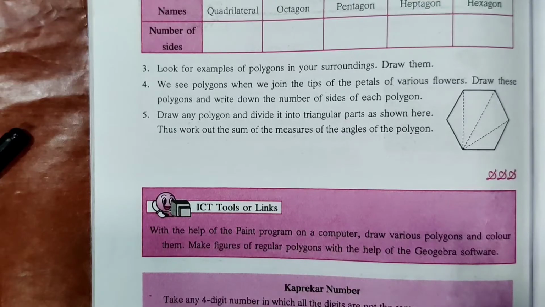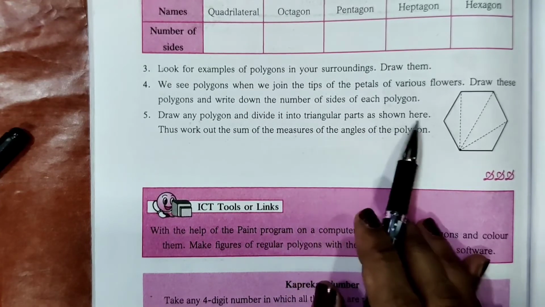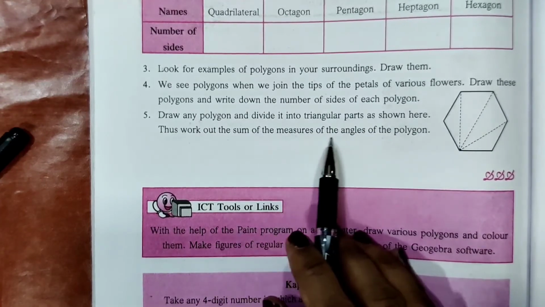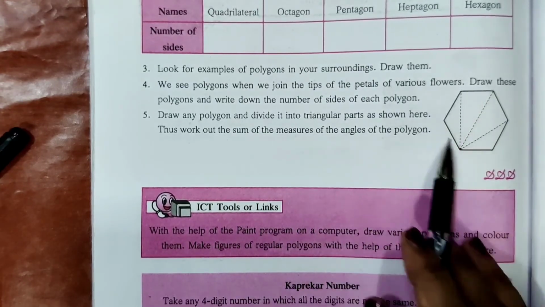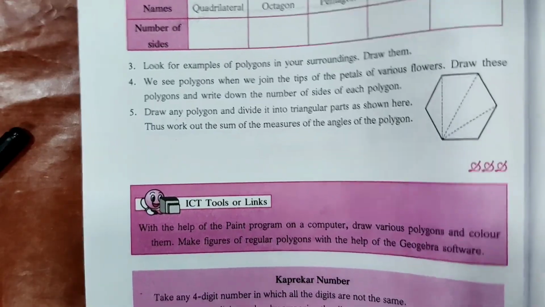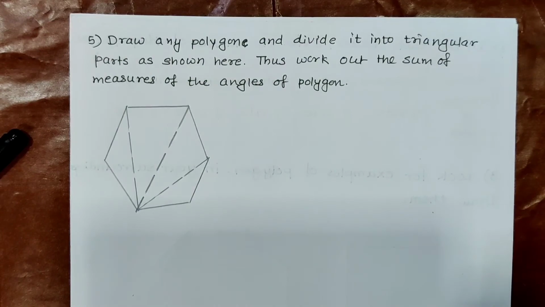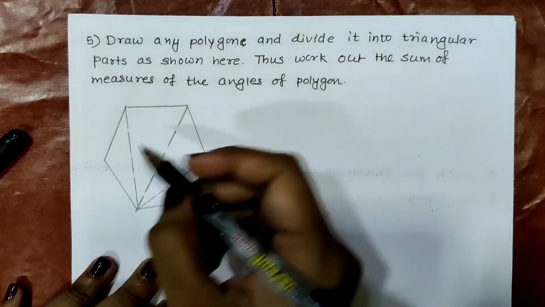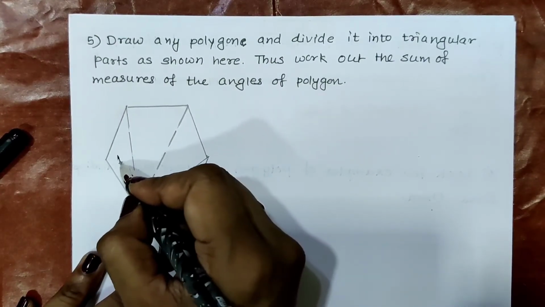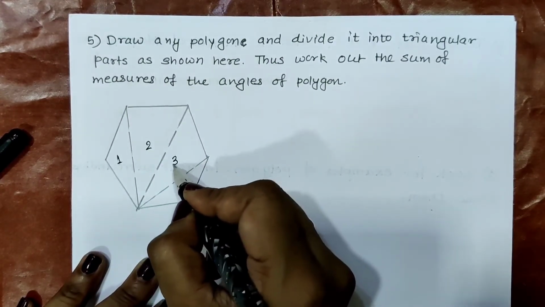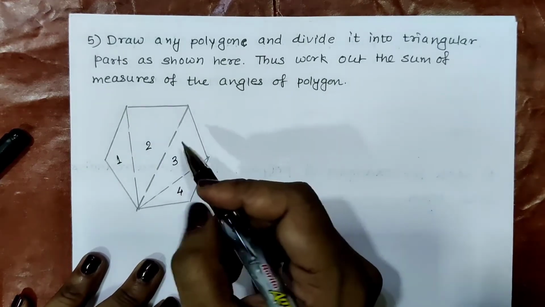Now let us solve this last question. Draw any polygon and divide it into triangular parts as shown here and work out the sum of the measure of angles of the polygon, that means total of all the angles of this polygon. So let us solve. I have drawn this polygon as it is on my page, and let us see in how many triangles this polygon is divided. This is first triangle, this is the second triangle, this is the third one and this is the fourth one. In this way, in 4 triangles this polygon is divided.